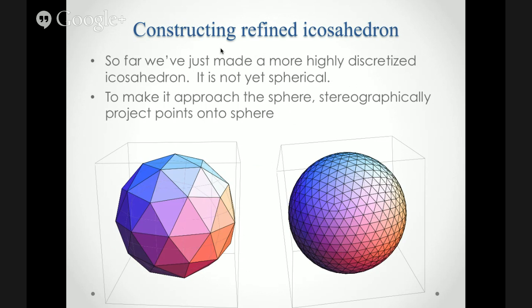And the way you make it spherical is once you've broken up each triangle like that, you stereographically project onto the surface of the circumscribing sphere, and you get things like this and things like this. And this is what we call the refined icosahedral mesh.